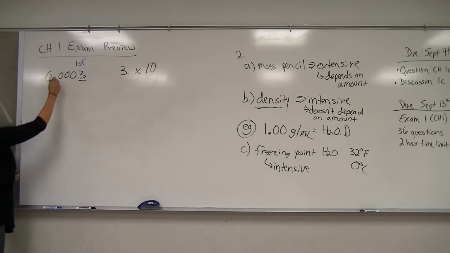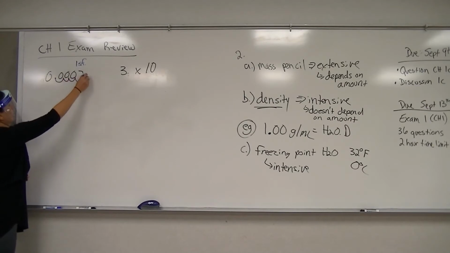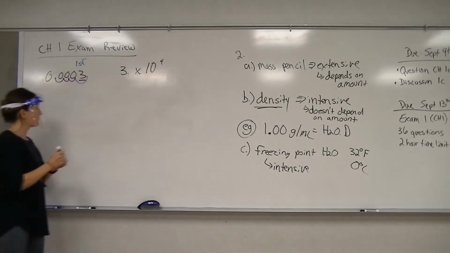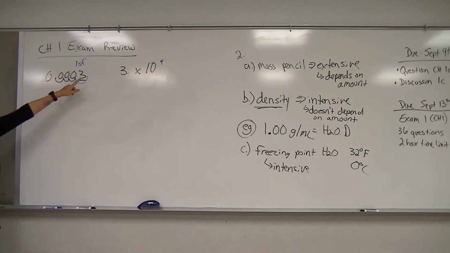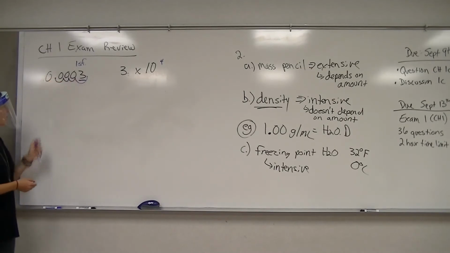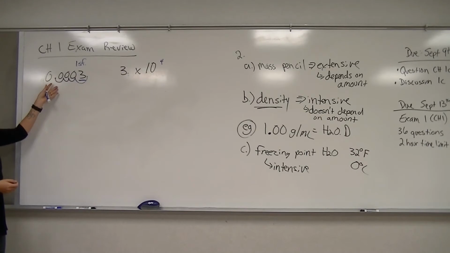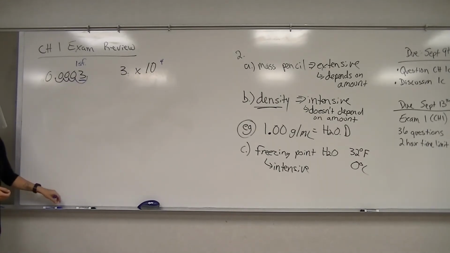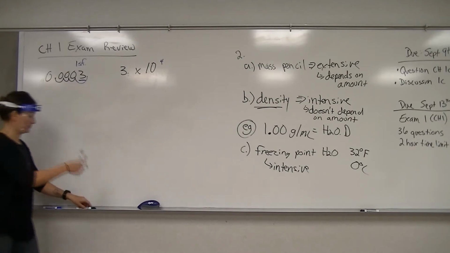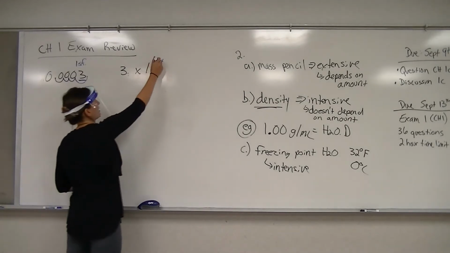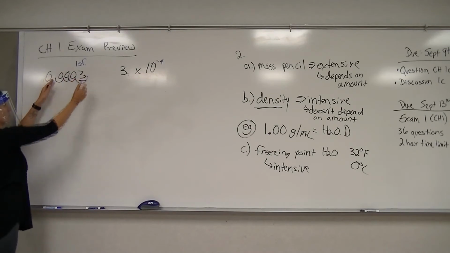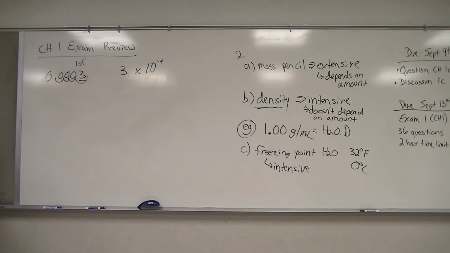So let's count and see. 1, 2, 3, 4. Yes, it is going to be a 4. I moved to the right. My original number was less than 1. So is that going to be a positive 4 or a negative 4? Positive. No, to the right, negative. Negative, yes. So if your original number is less than 1, or you move your decimal point to the right, it's going to be a negative exponent.